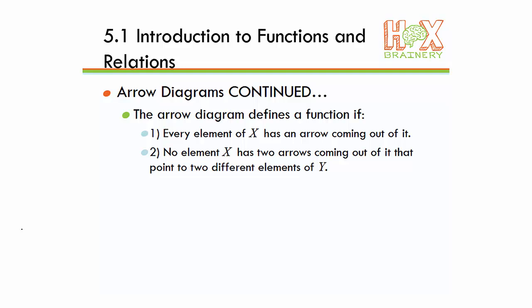The arrow diagram defines a function if every element of set X has an arrow coming out of it, and no element X has two arrows coming out of it that point to two different elements of Y.